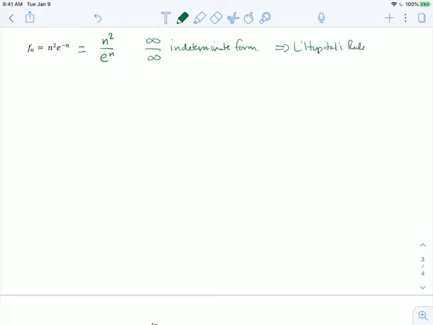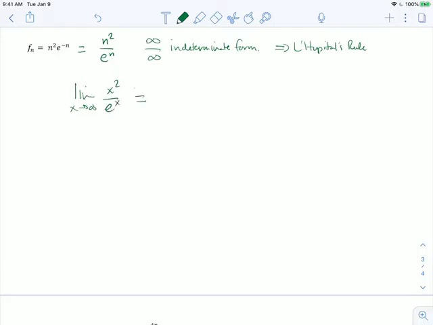So remember, we're going to convert over to a continuous variable x. It doesn't make sense to talk about the derivative of a sequence because the graph of a sequence is a picture of discrete dots, and so there's no such thing as a tangent line. It's not a smooth connected curve.